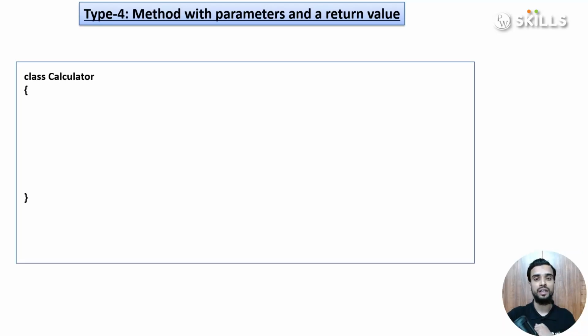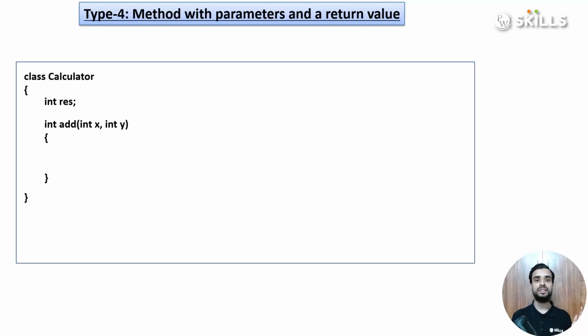This is our calculator class, and as usual, just like the previous example, I would be interested in declaring just one instance variable called result like this. And after which, now comes our add method, which should have both parameters as well as a return value. That means, how would the signature of the add method look like, sir? This is how it is going to look like.